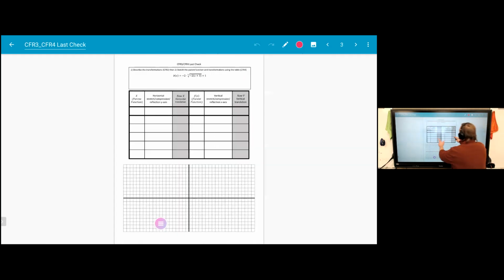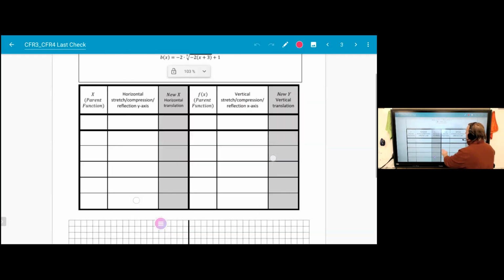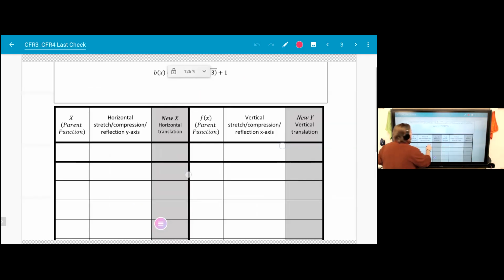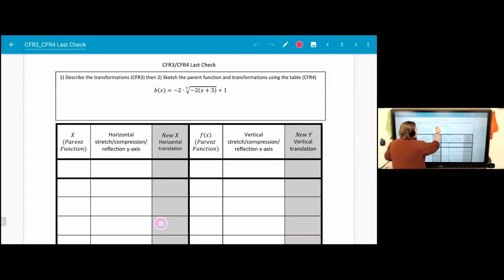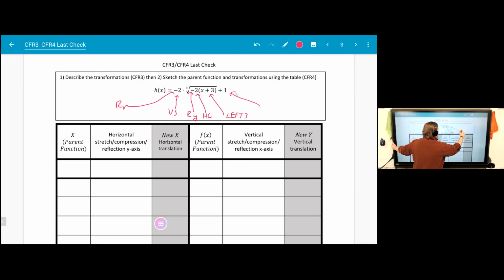For the next one, critical values here. Let's do this. We have a reflection over the x. We have a vertical stretch. We have a reflection over the y-axis, horizontal compression. We have left 3. And we have up 1. And the function here, I see a 3 and a root. This is going to be a cube root of x. That's my parent function.